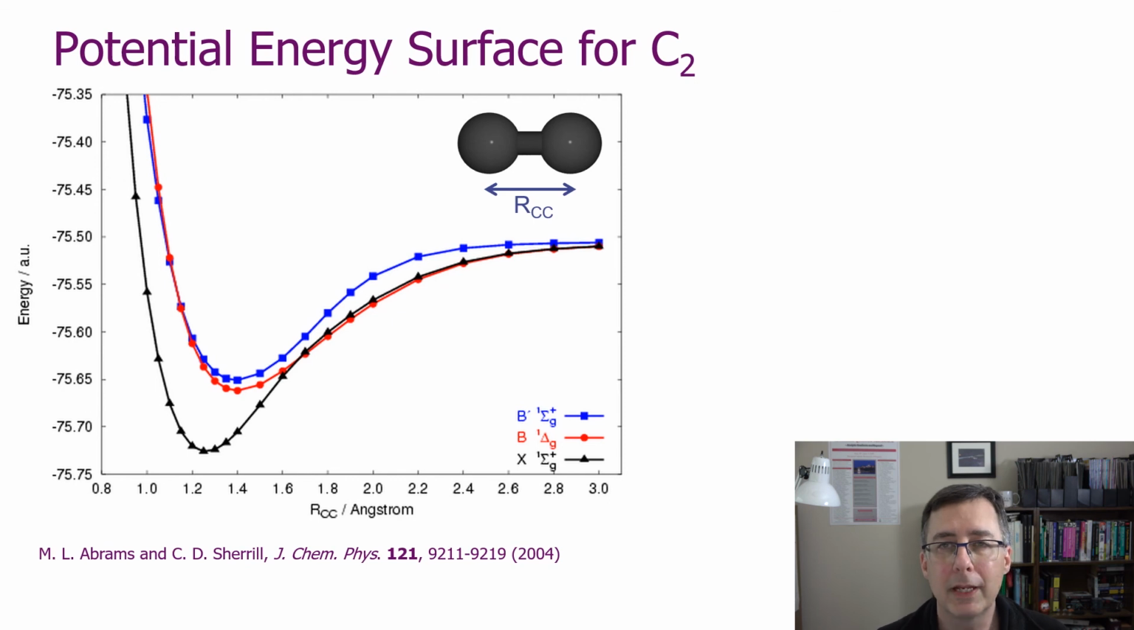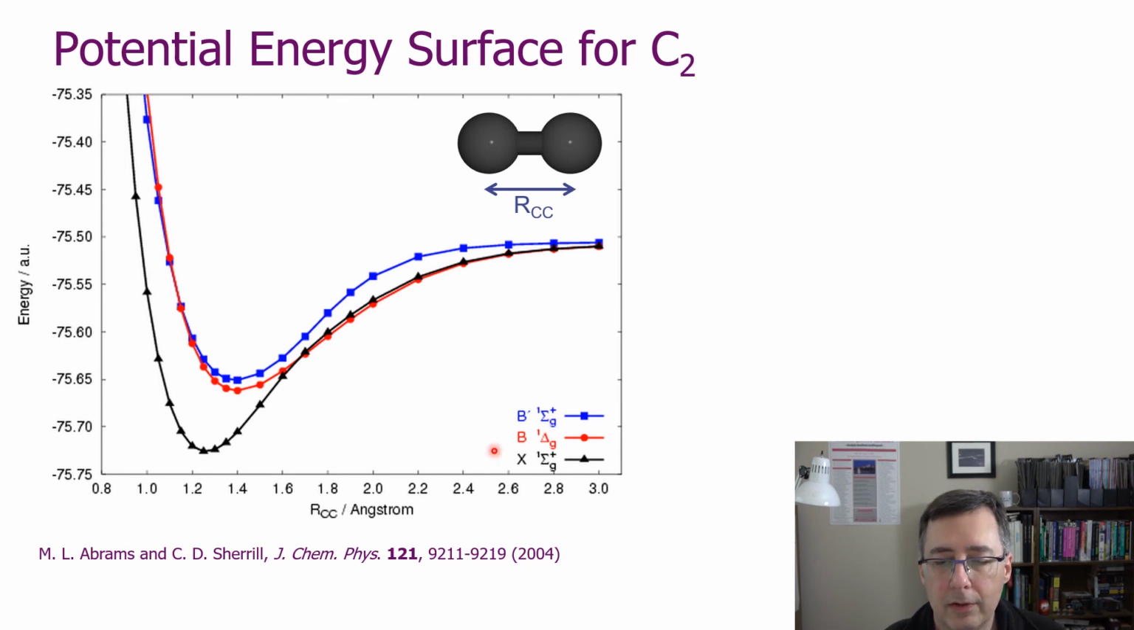And I've got 3 curves, so this is interesting. I've got a black one and a blue one and a red one. Why is that? Well, again, you can have multiple solutions to the electronic Schrodinger equation, so you have multiple electronic states. And here are 3 of them. In fact, there can be more. I didn't draw all the possible ones.